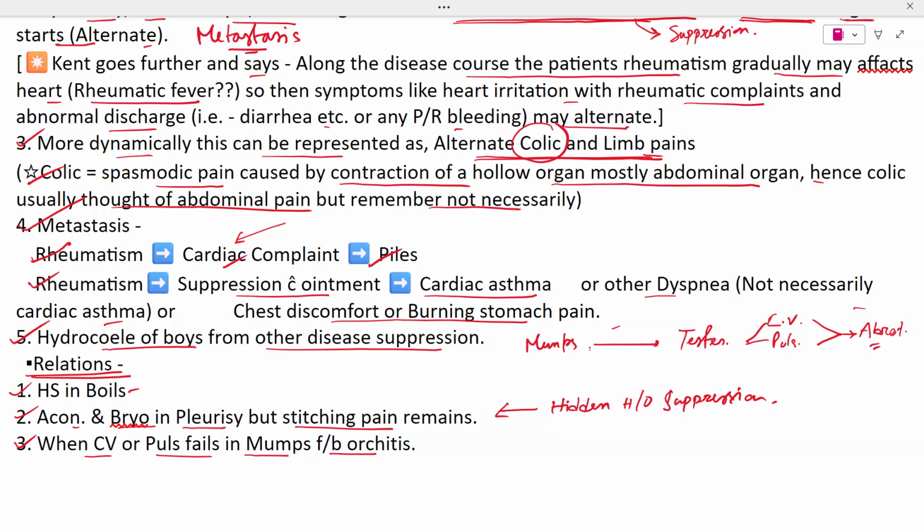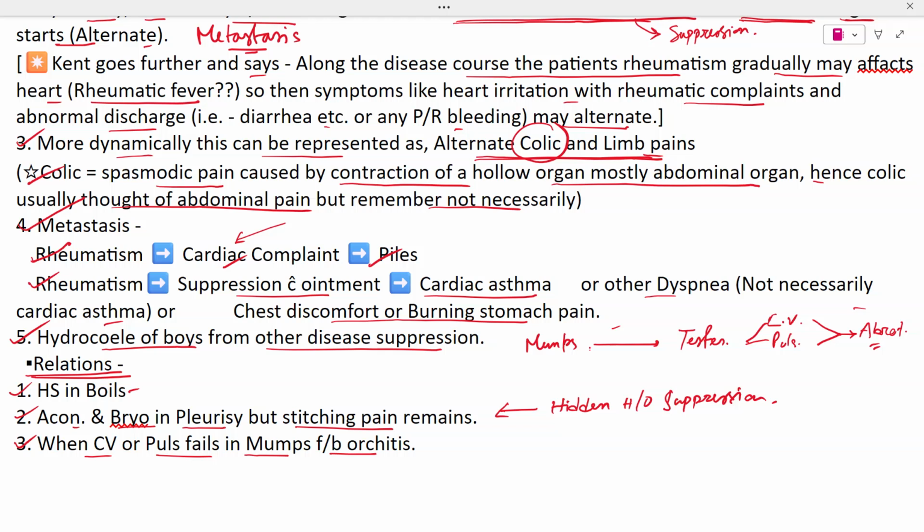So this is all about abrotanum and its symptoms. If I summarize abrotanum in a very short format, you must remember one thing: there is a suppression, and because of that suppression, the disease metastasizes to another vital organ. This is number one. Number two, the patient has good appetite but is emaciating, and the emaciation comes in different ways. And functionally, the most common symptom where abrotanum has been used clinically is rectal bleeding, maybe due to piles or hemorrhoids, suppressed, and rheumatism started, or alternate colic and limb pains functionally.